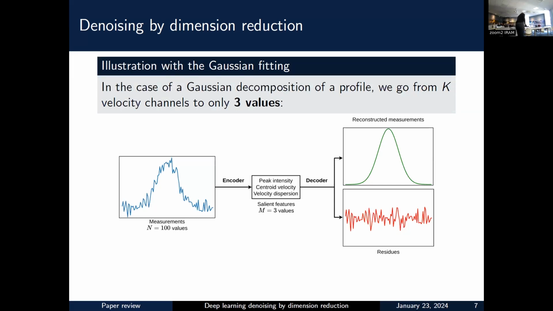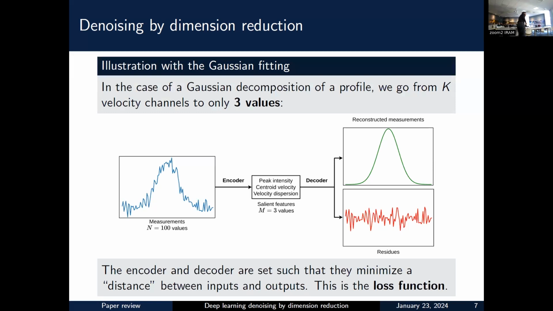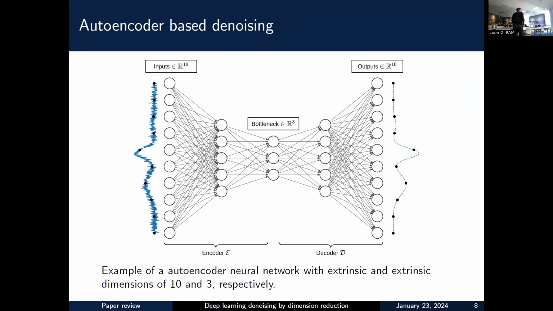In our case, the algorithm that you use in order to do this encoding and decoding tries to minimize the distance between the original data and the reconstructed data. In the machine learning community, this is called the loss function. In our case, we'll use another method, which is based on autoencoder neural networks.